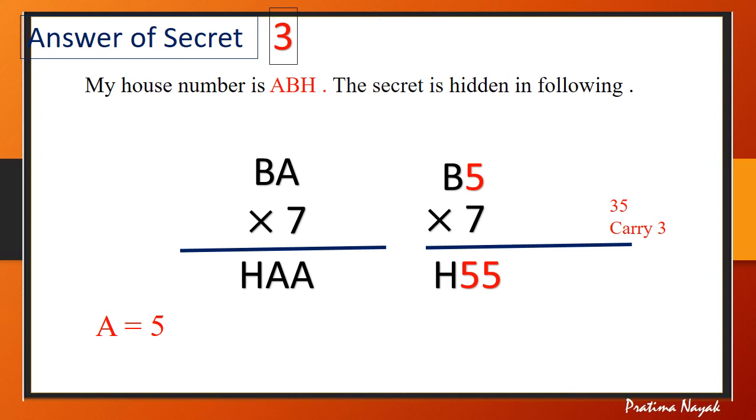Next we have to think of what B should be, so that after multiplying with 7 and adding this carry 3, the result will end in 5. So you have to recall the multiplication table of 7, to find what should be multiplied with 7 and 3 added so that it ends in 5. It will be B, because 7 times 6 is 42. 42 plus 3 is 45, which ends in 5. So the value of B is 6.